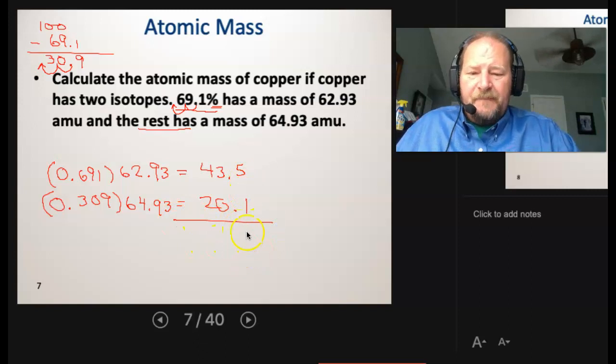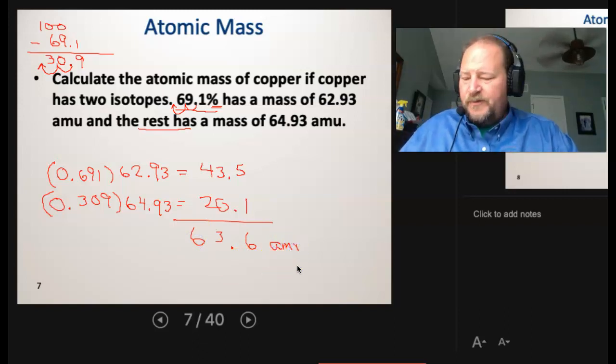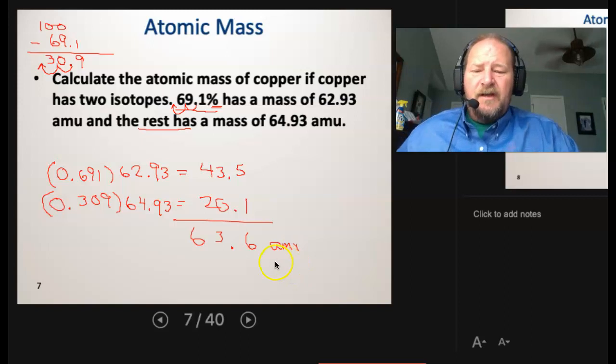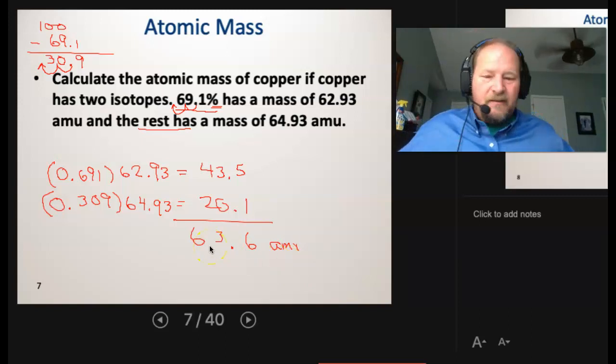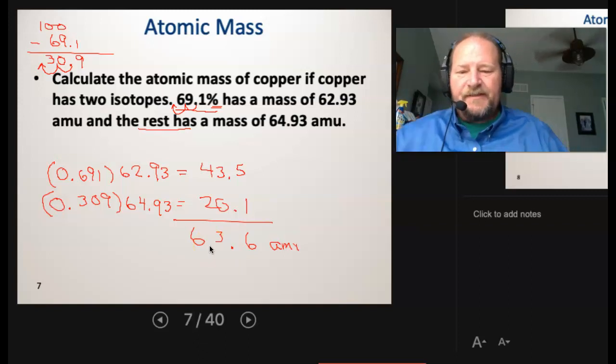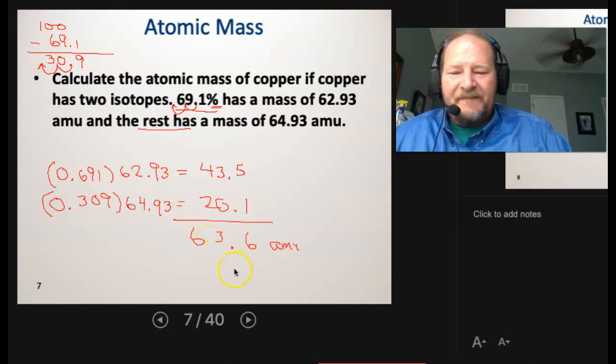And so when I add these up, I get 63.6. And this, of course, would be AMUs, the unit we're using right now. And so if I go to my handy dandy periodic table now, we can compare our 63.6 to the actual mass of copper. And on here I have 63.55.